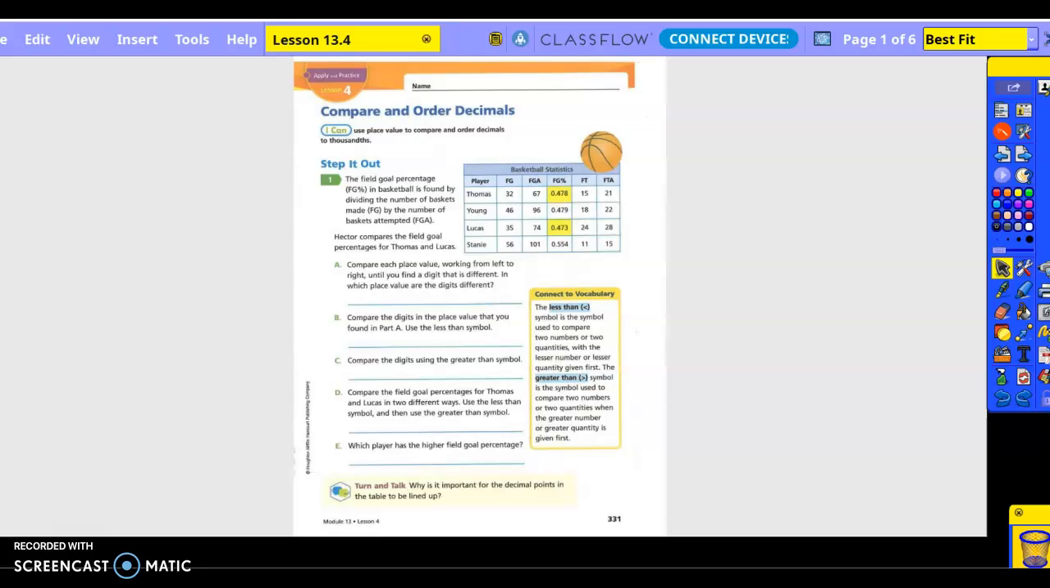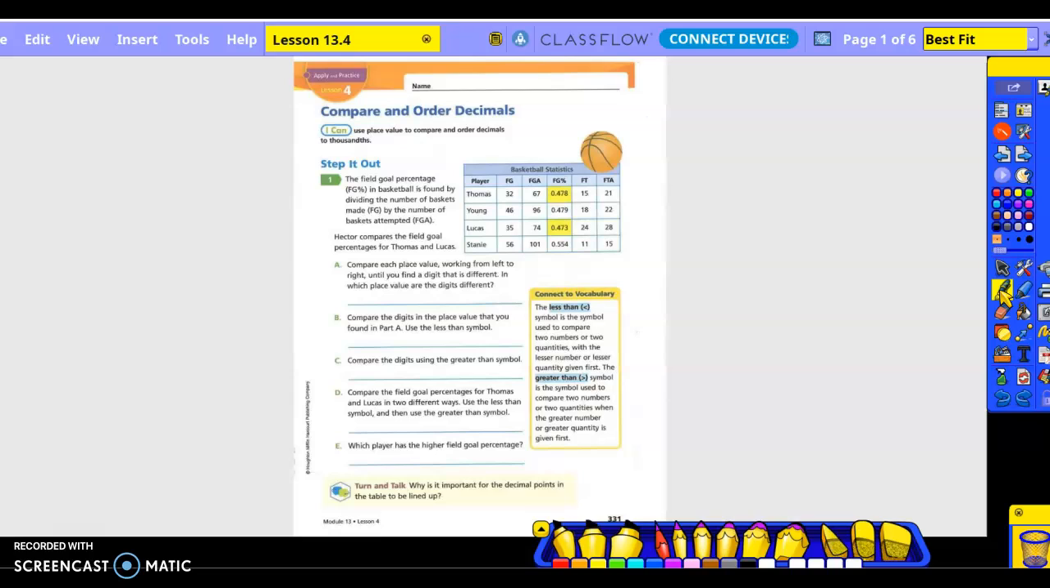Hector compares the field goal percentages for Thomas and Lucas. Letter A, compare each place value working from left to right until you find a digit that is different. In which place value are the digits different? So we've done this before on our bucket, right guys? We started from left to right and worked our way across to find a difference. So basically, we are comparing these two right here, right?